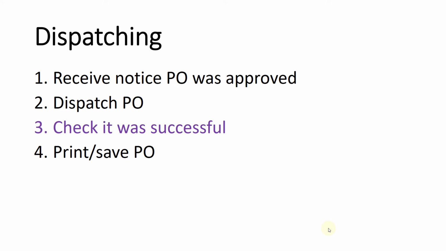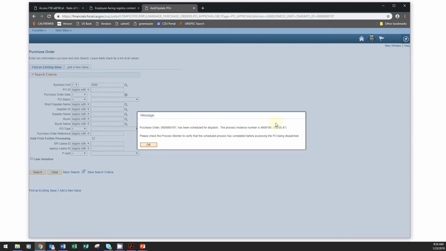Ordinarily it will, but sometimes if Fiscal is running a lot of processes, it can take some time for the dispatching process to complete. So one way that we can check it is by recording this number here. In my case, for this dispatching process, it's 4609195. Write it down. You won't need this number forever. And click OK.